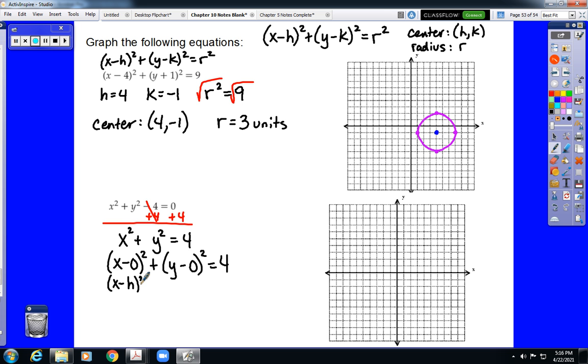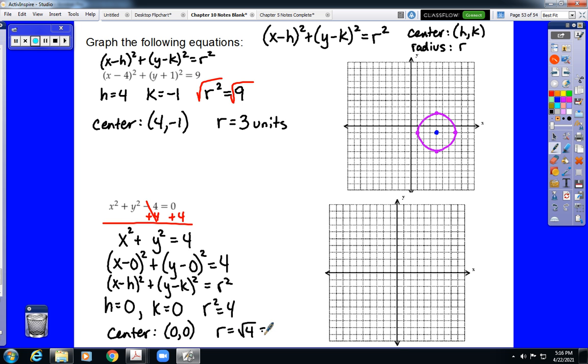(x minus h) quantity squared plus (y minus k) quantity squared equals r squared. So that tells us h is 0, k is 0, and r squared equals 4. So that means our center is located at the point (0, 0), which is the origin, and our radius is the square root of 4, or 2 units. So again, we go over to our graph. We graph our center, which is the origin.